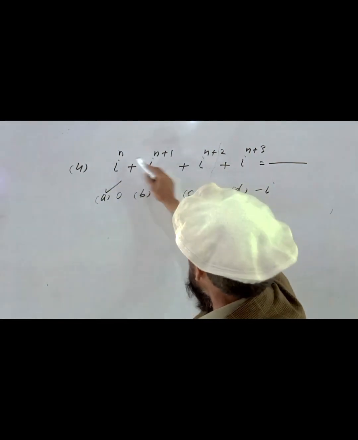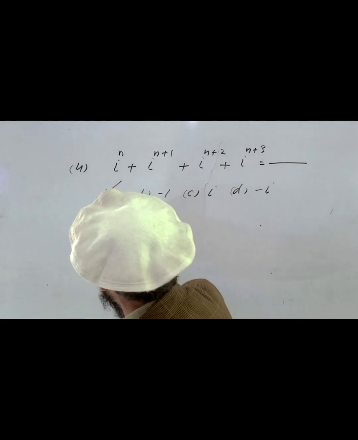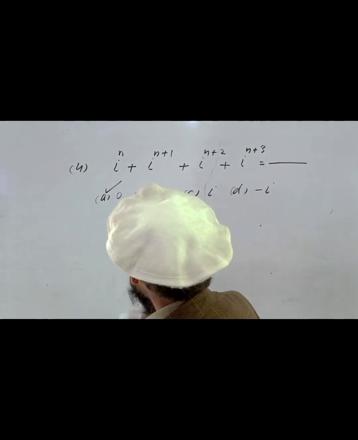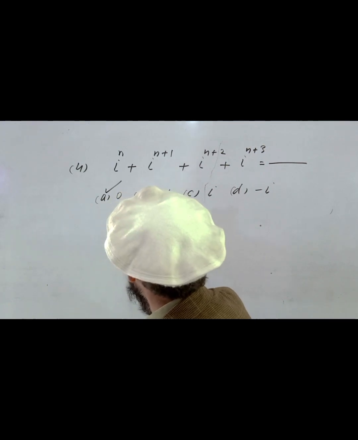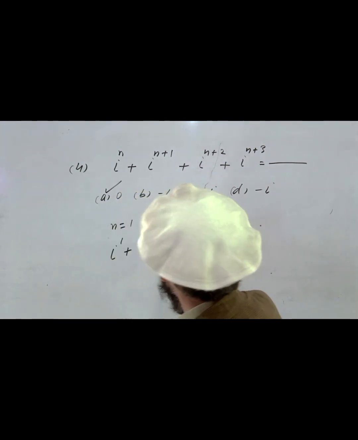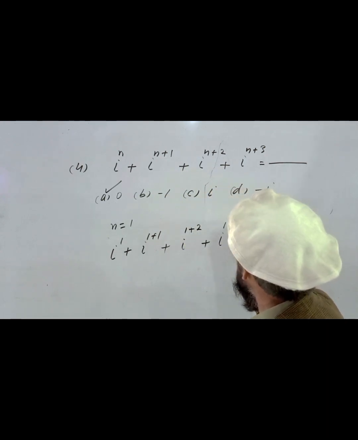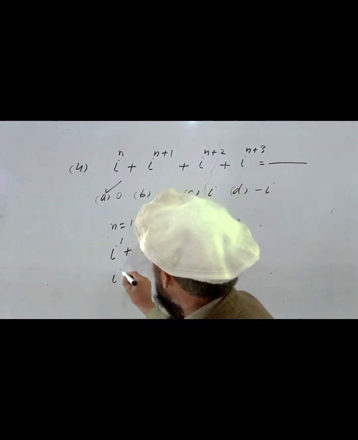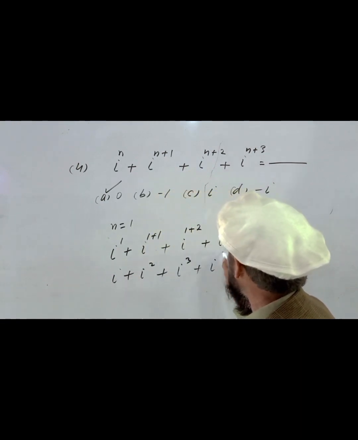So the series are step by step increasing consecutive positive integers. For example, if we put n is equal to 1, what is the answer? i^1 plus i^(1+1) plus i^(1+2) plus i^(1+3). So here i plus i squared plus i cubed plus i to the power 4.